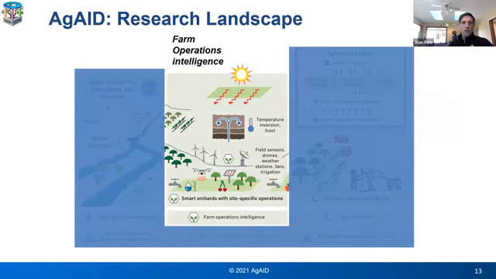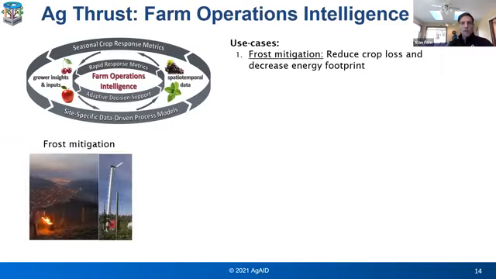So farm operations intelligence, this is a place where OSU is centrally involved, and we're leading a couple of efforts here. The use cases that we've been thinking about in the proposal, and starting to think about now and work on, are three of them, but there's obviously going to be more and more that come up as we learn more about the needs of farmers.